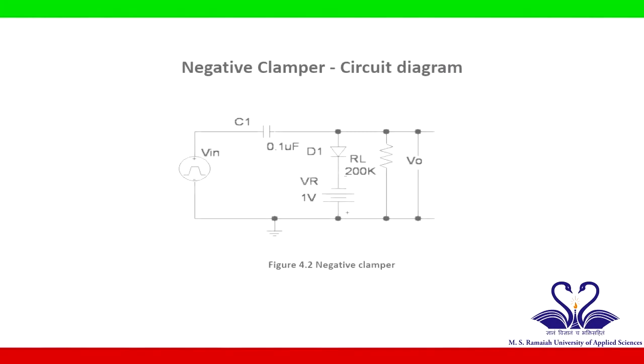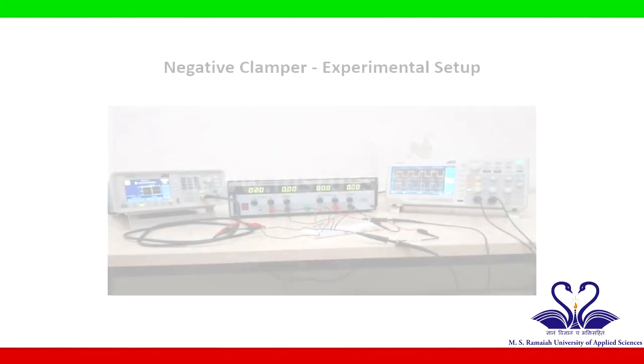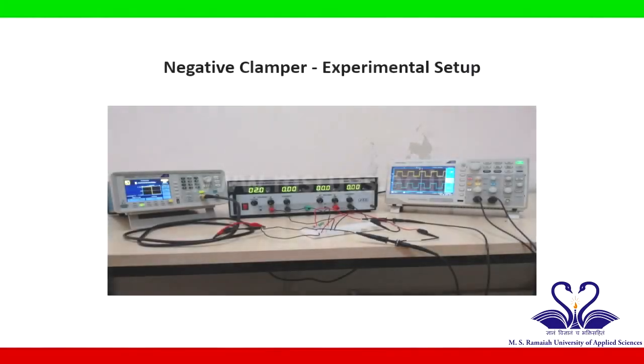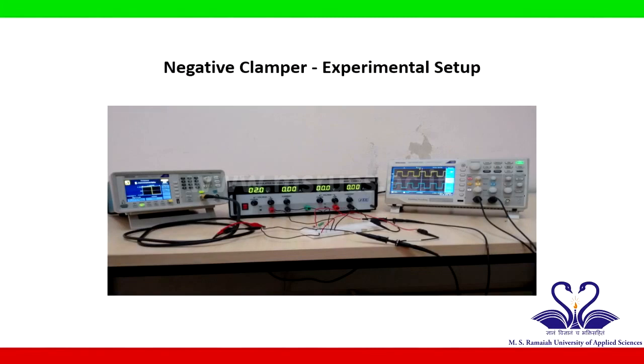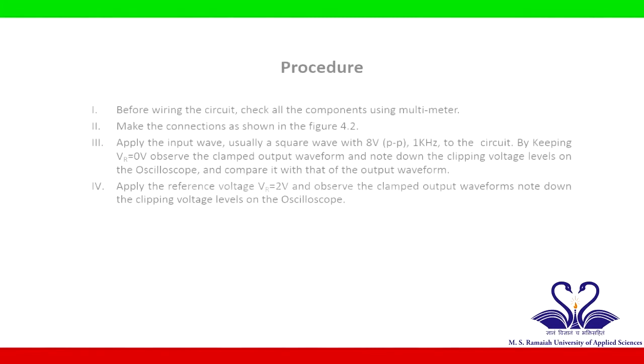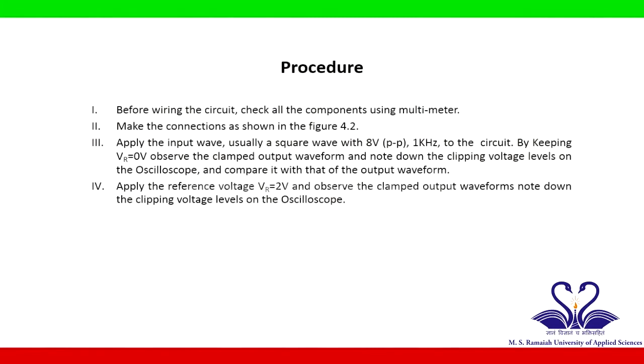Figure shows the circuit diagram for negative clamper. Construct the given circuit diagram for negative clamper on breadboard. Oscilloscope and function generator is connected to the breadboard using probes. Set an input signal in the square waveform of 1 kHz frequency and 8 volt peak-to-peak amplitude in the function generator. Apply this signal as input.